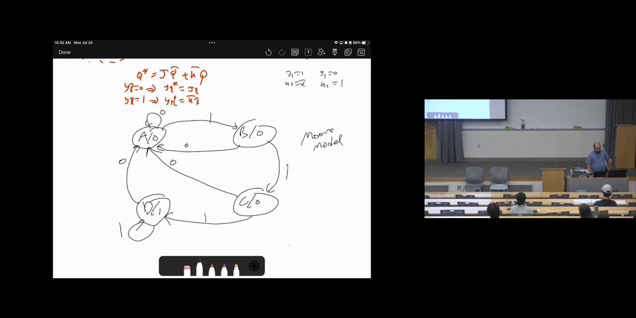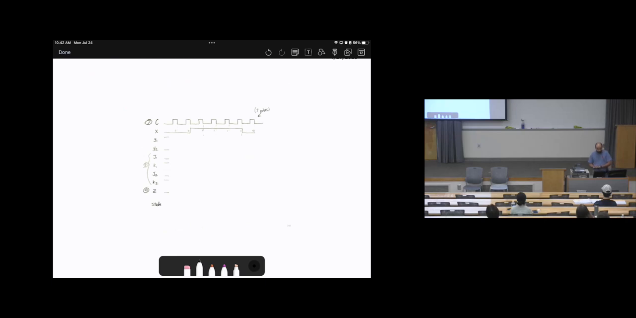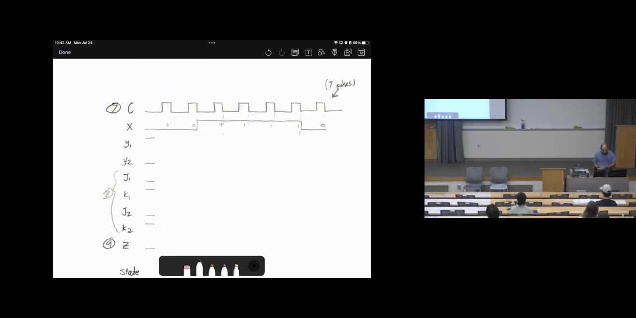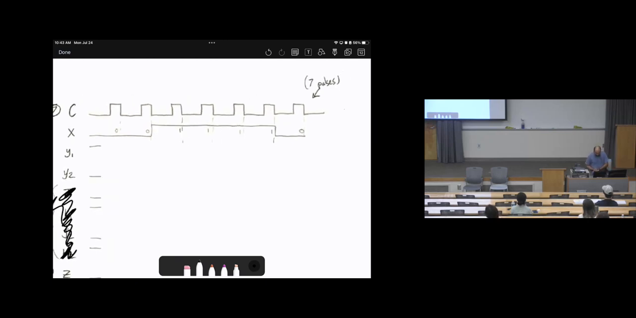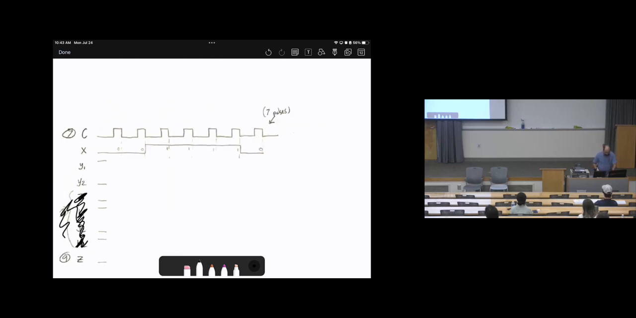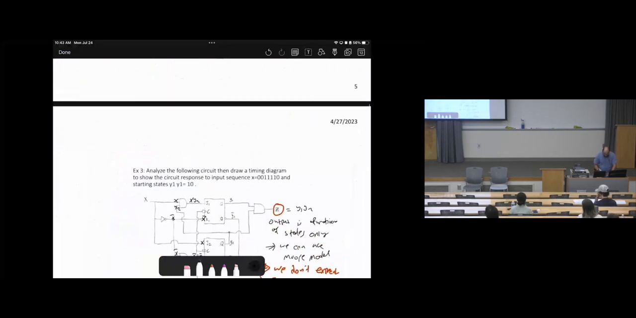Now, how about the timing diagram? Let's assume x has already been given. Here, I'm not going to worry about drawing J2, K2. Let's worry about how to draw Y1, Y2, and the outputs, Z. So we have 0, 0, 1, 1, 1, 0. Let's assume the initial states are already given in the question.